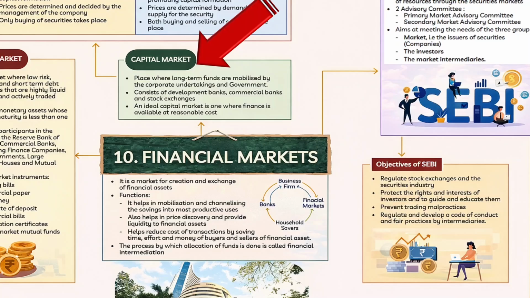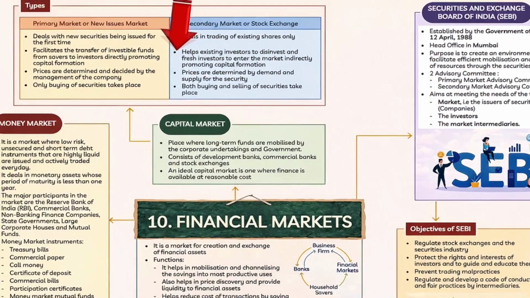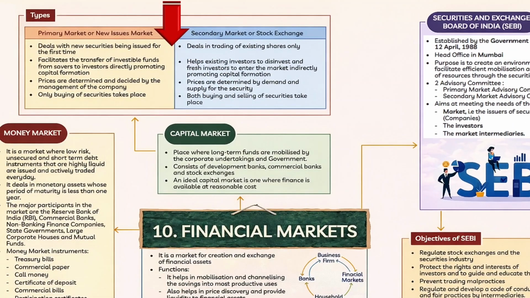Now, capital market can be further divided into primary and the secondary market. So, what is primary market? It is called a new issue market. It deals with new securities being issued for the first time. So, all the IPOs which you see, all the money which you invest in the IPOs, initial public offer, this means you are trading in the primary market.